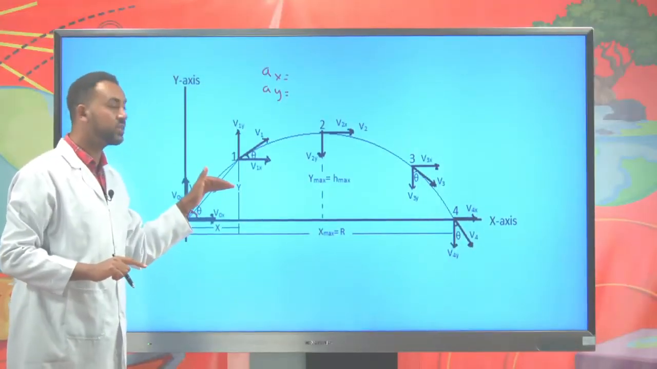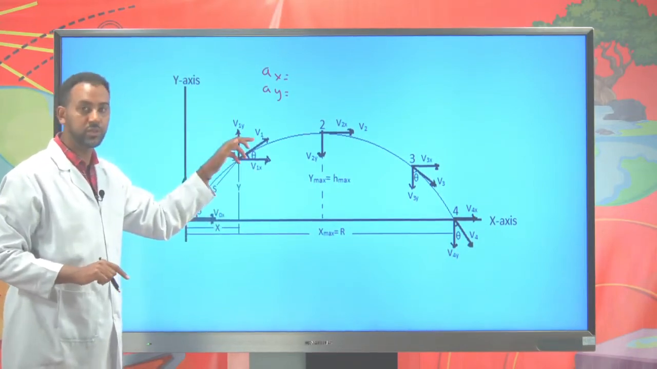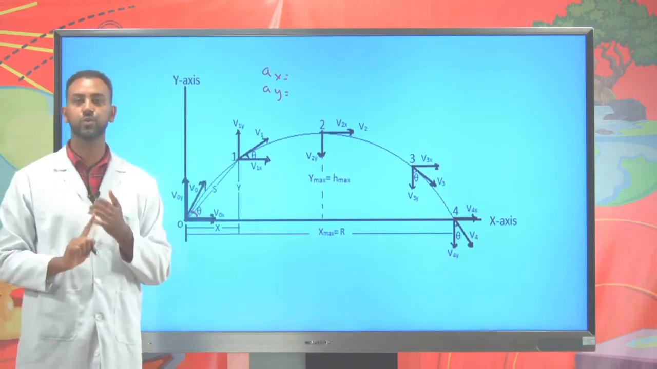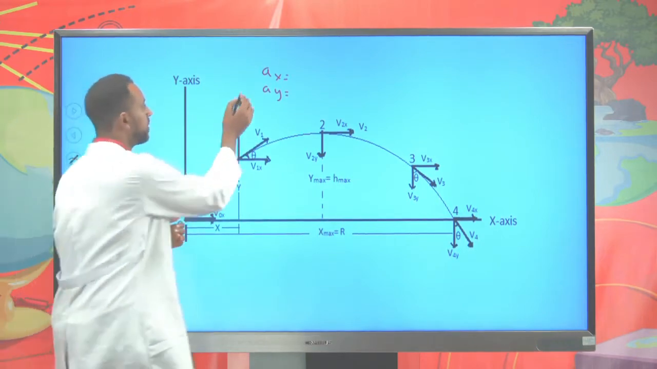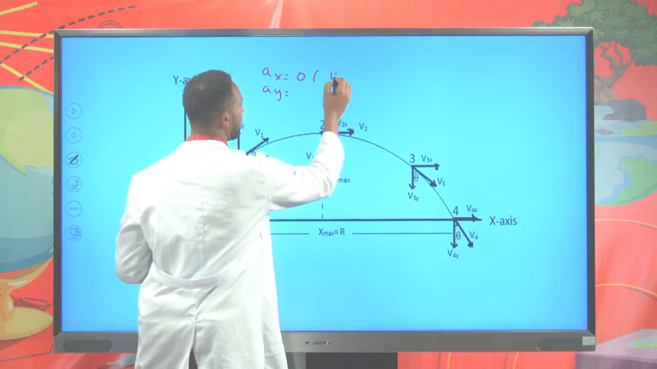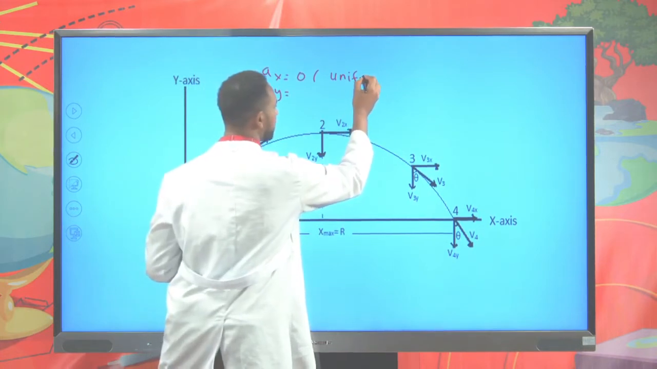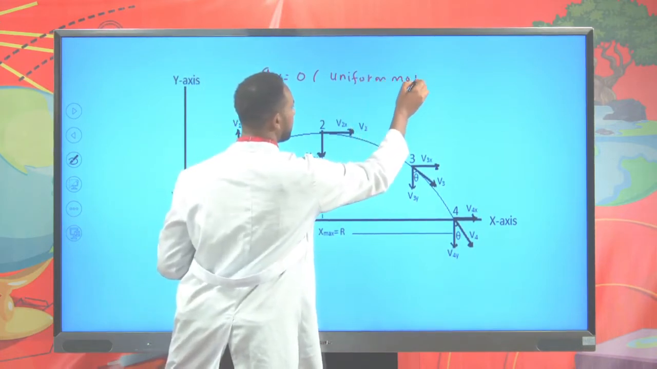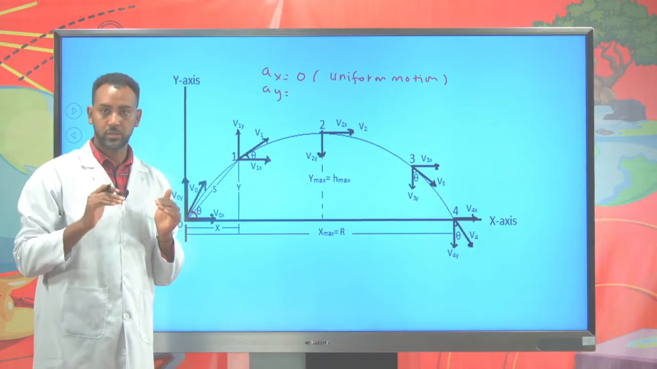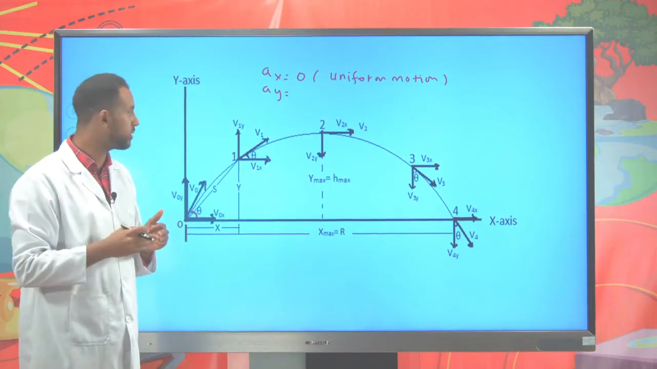The horizontal projection tells us about uniform motion. The horizontal component of a projectile motion is uniform motion. And previously we have said that uniform motion has zero acceleration. Therefore, the horizontal component of acceleration is zero because that component of projectile motion is uniform motion. Keep this in your mind. If the acceleration is zero, it's a uniform motion. If it is a uniform motion, the velocity remains constant. You have to keep this in your mind.